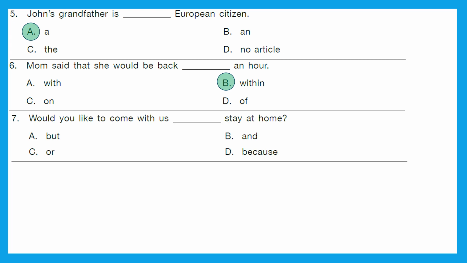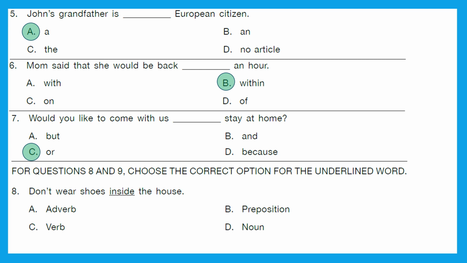Question 7. Would you like to come with us dash stay at home? Now here it looks like there are choices given. So we have to see which conjunction we should use. And when there is a choice, we use or. Option C is the correct answer. Would you like to come with us or stay at home?